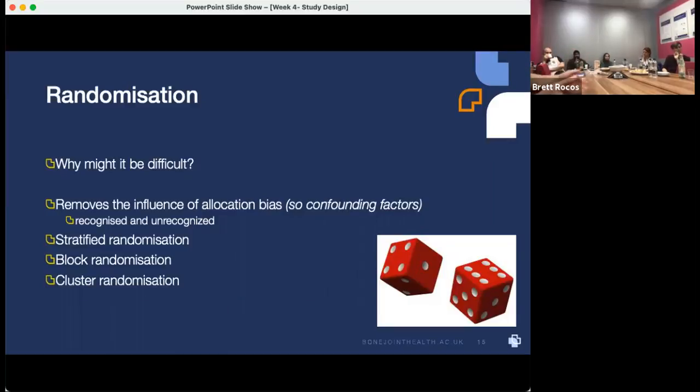So let's say you're doing a trial about physiotherapy and knee injury. How many knee injuries do you think an average physio department sees in a week? Probably like 200, more maybe. Randomizing every single one is difficult.